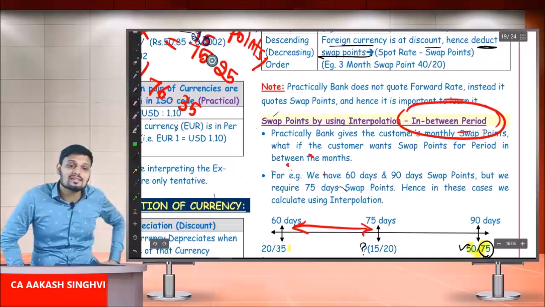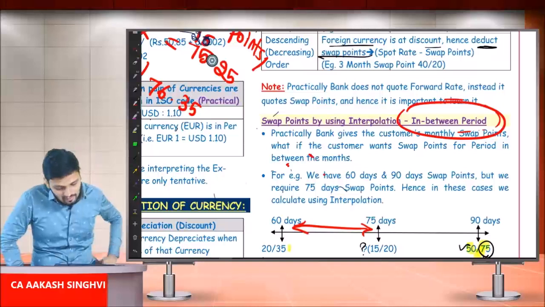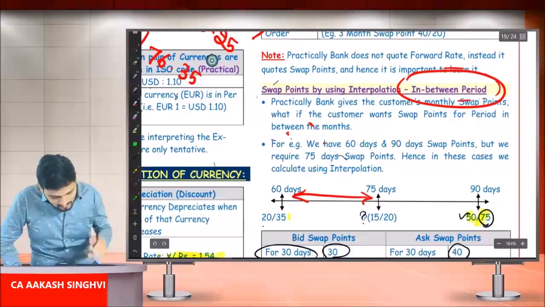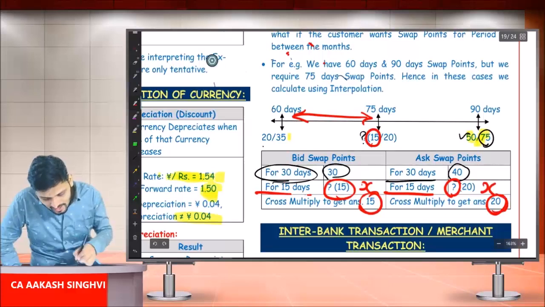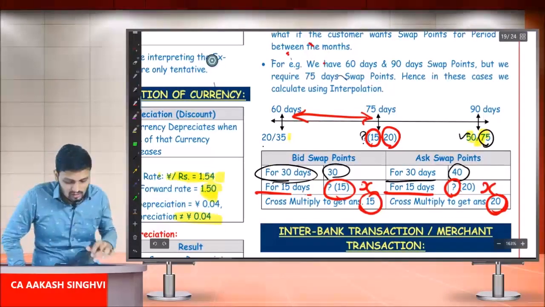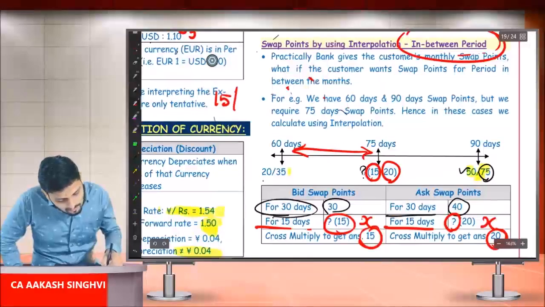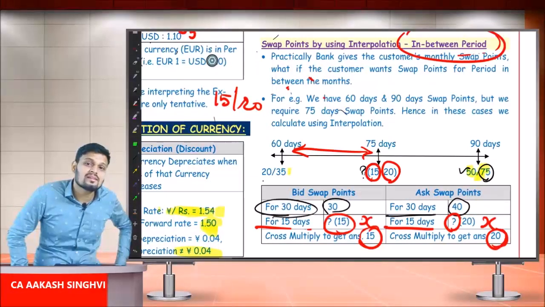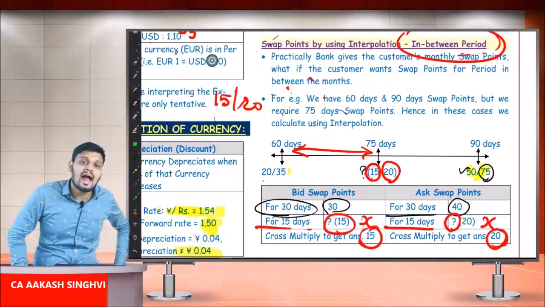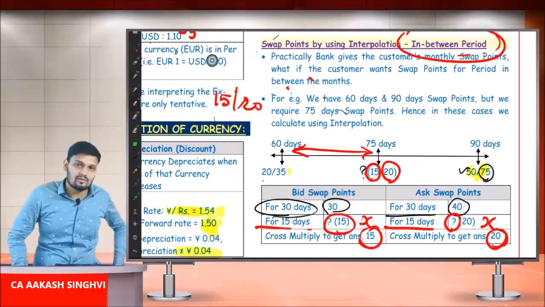What is this concept known as? In between period. So how much is the answer? The answer is 15 for the bid rate, and for the ask rate the answer is 20. Now, if the swap points are 15/20, is it in ascending order or descending order? It is in ascending order. We will add it to the spot rate to find the forward rate.